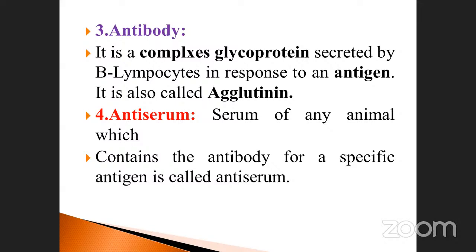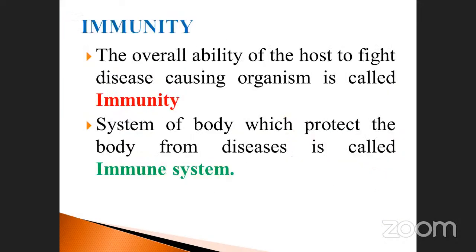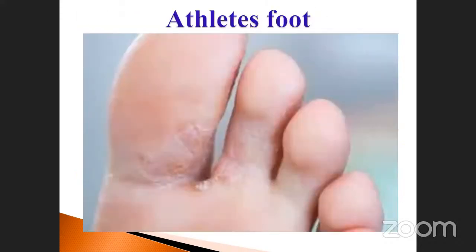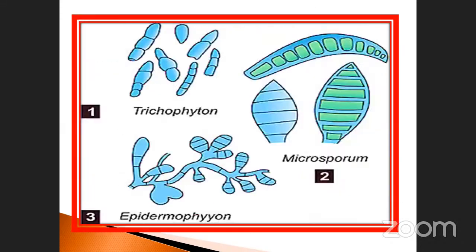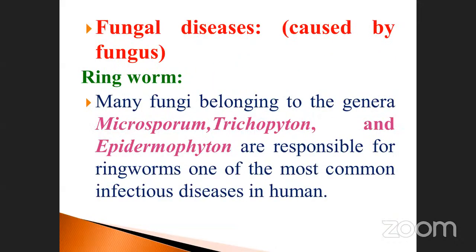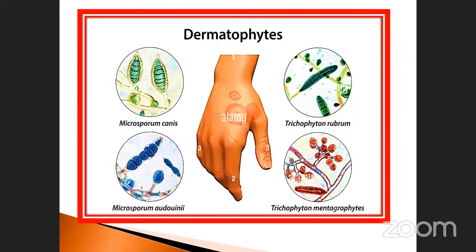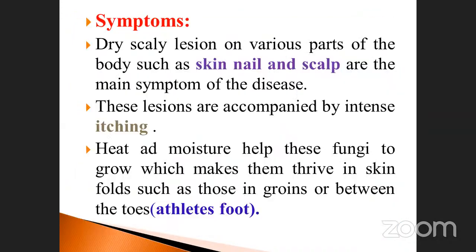And next we will enter into the immune system. Already we saw what immunity is and what immunology is. Athlete's foot and also dermatophytes, what are the types of dermatophytes? These are the dermatophytes. Ringworm is the first one they have given, the only fungal disease given in the book. If you want more information, just refer to the book. Then we'll pass on to the immune system.